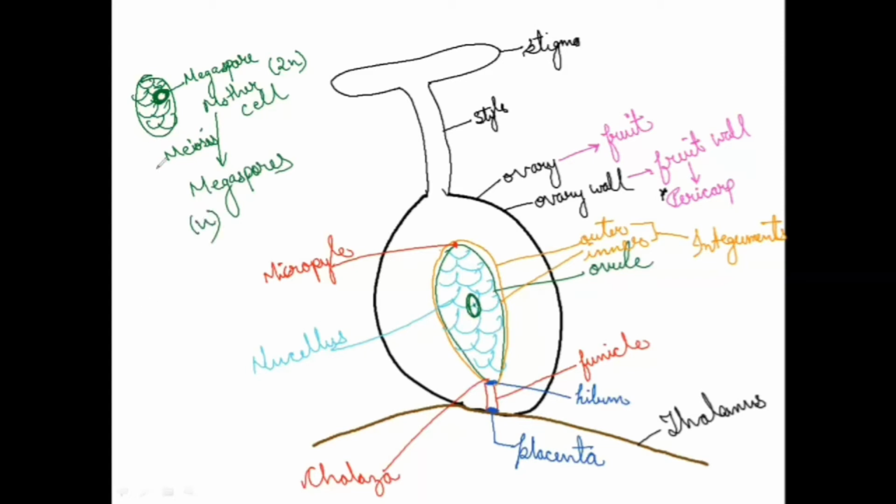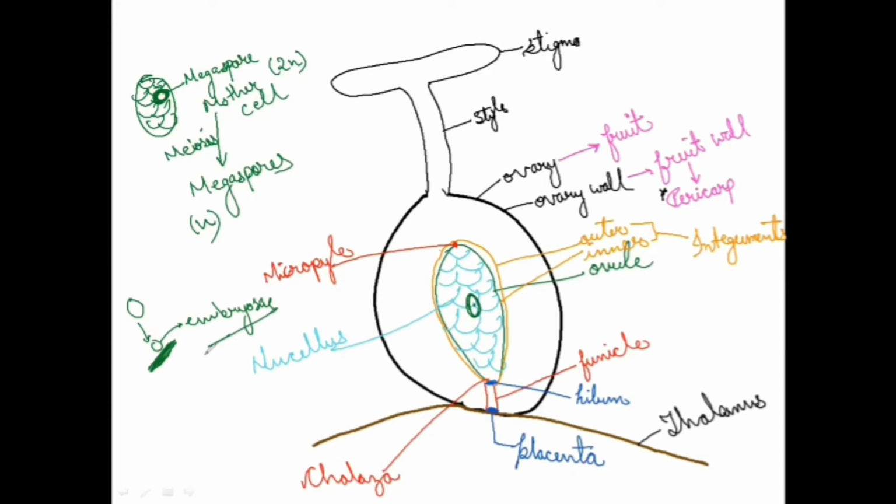Now, we know that from a single cell, by meiosis, how many cells are formed? 4 cells. 1, 2, 3, 4. But in case of females, out of 4, the 3 die off. Like this one will die, this one will die, and this one will die. So as a result, they just produce one functional megaspore, and this functional megaspore is going to form the embryo sac completely. Clear? So this is one megaspore which is going to form the embryo sac.